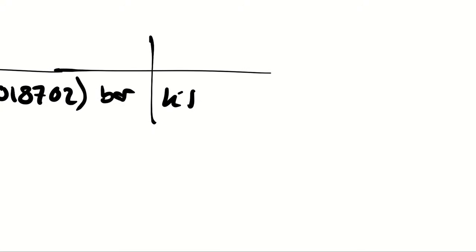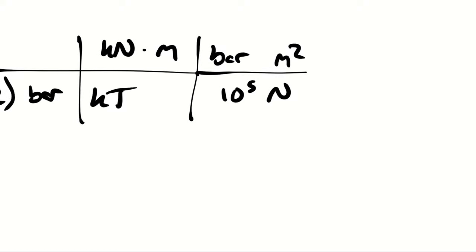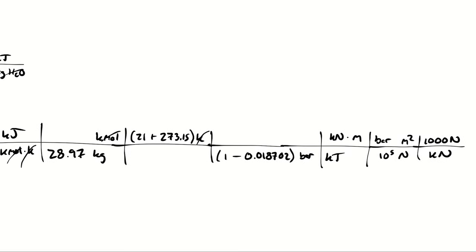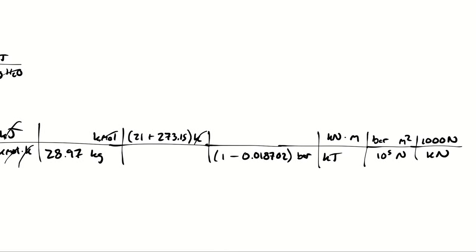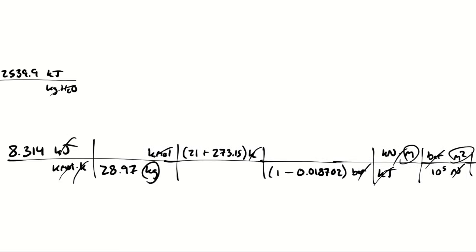I'll recognize that a kilojoule is a kilonewton times a meter. A bar is 10 to the fifth newtons per square meter. And a kilonewton is 1,000 newtons. Now kilojoules cancels kilojoules, bars cancels bars, kilonewtons cancels kilonewtons, and newtons cancels newtons, leaving me with cubic meters per kilogram.